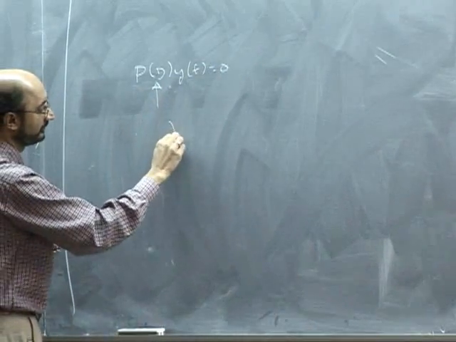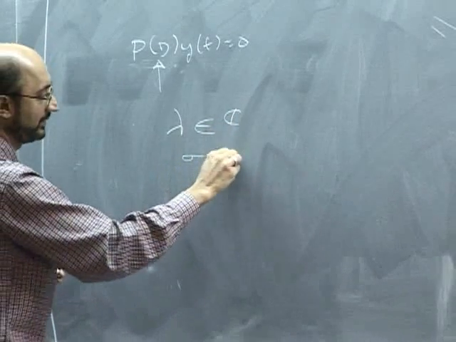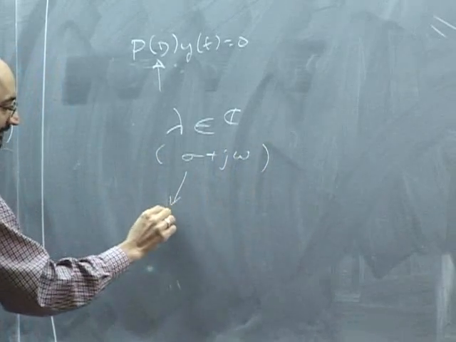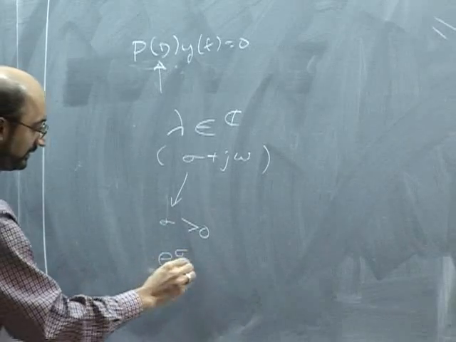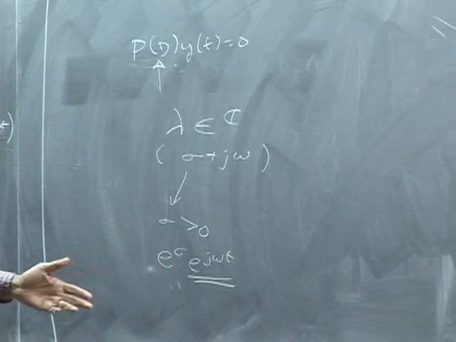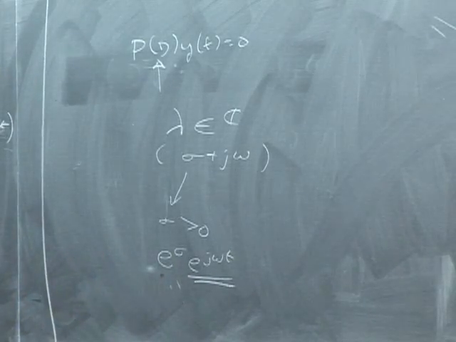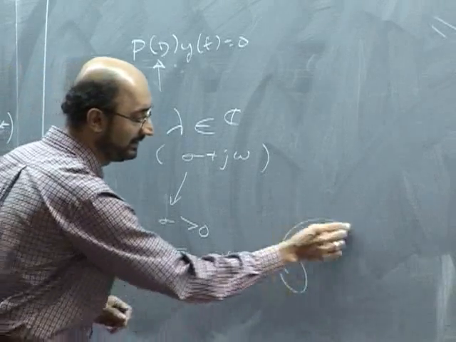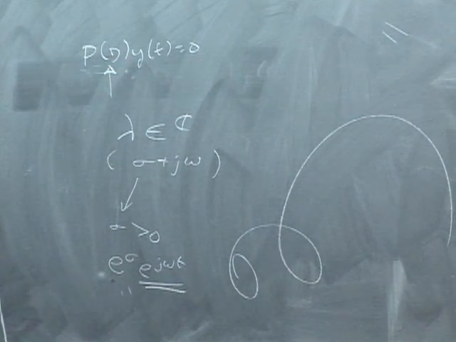These roots are of the form lambda, which belongs to the complex numbers, so it looks like sigma plus j omega. Just look at one root, this particular one. Let's say sigma is greater than 0. Then the term is going to look like c e to the sigma t times e to the j omega t. Now this is a helix. If sigma is greater than 0, it's a helix that grows larger and larger over time. So we have this helix that grows bigger and bigger, and this is going to be an uncontrolled and bad system.